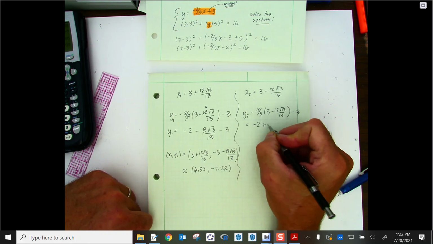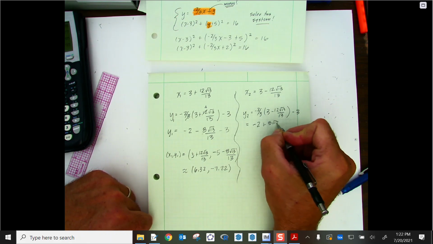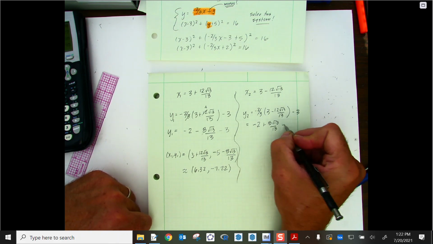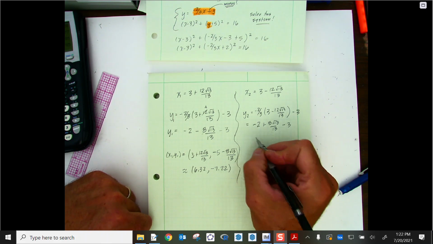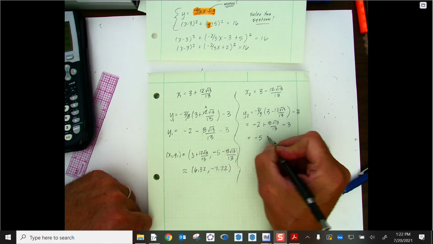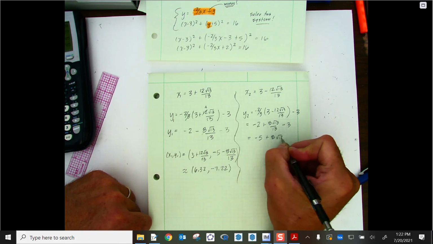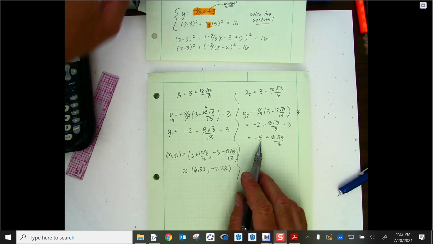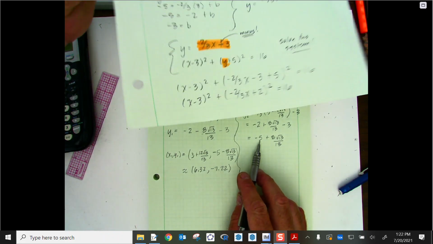-2 plus 8 root 13 all over 13, and then minus 3. And here we get -5 plus 8 root 13 all over 13. Boy, the other thing that makes me feel good about this is that, again, I have the center of my distribution of the two y's at -5.